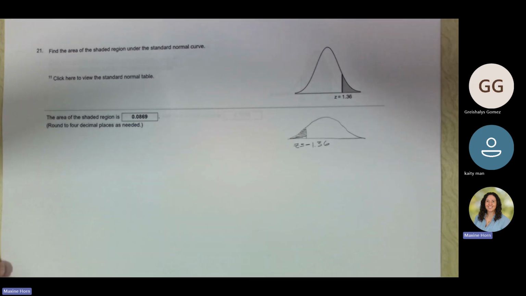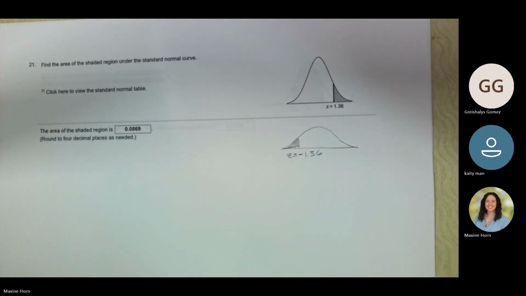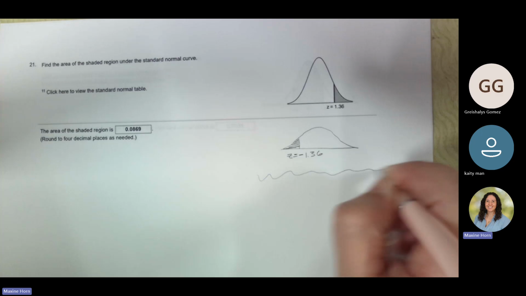So I can go to my chart, negative 1.36, 0.0869, and there it is, 0.0869. Sorry, you guys can't see that, right? Negative 1.36, there it is, 0.0869. Or, right, so that's one option if I'm using the chart.